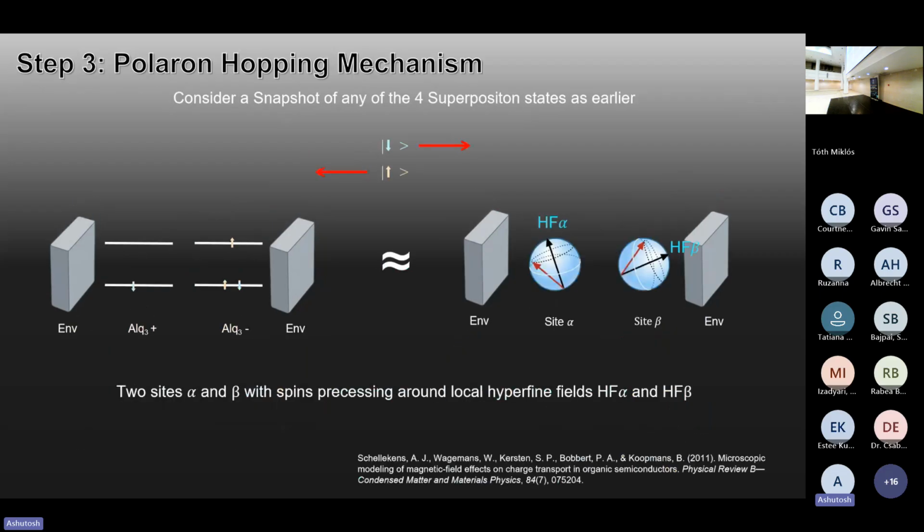Now, to discuss the kinetics of it, we come to the polaron hopping mechanism, where the polarons can be thought of as spins precessing around their individual hyperfine axis at site alpha and site beta. So there are two sites and there's an environment.